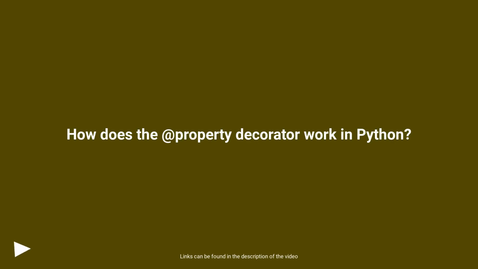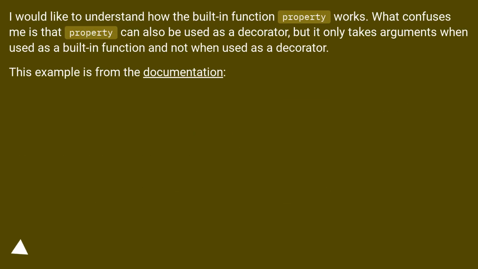How does the property decorator work in Python? I would like to understand how the built-in function property works. What confuses me is that property can also be used as a decorator, but it only takes arguments when used as a built-in function and not when used as a decorator. This example is from the documentation.